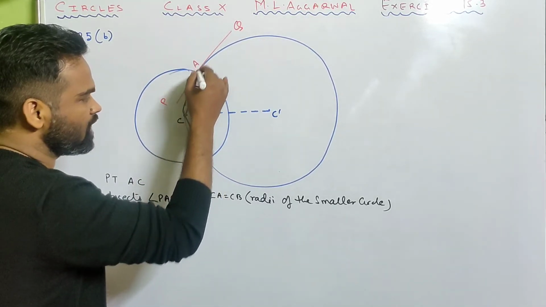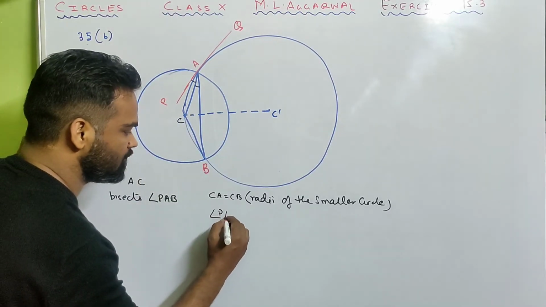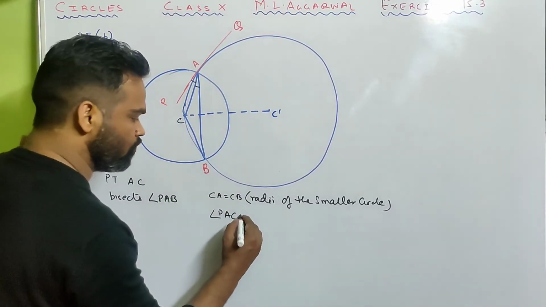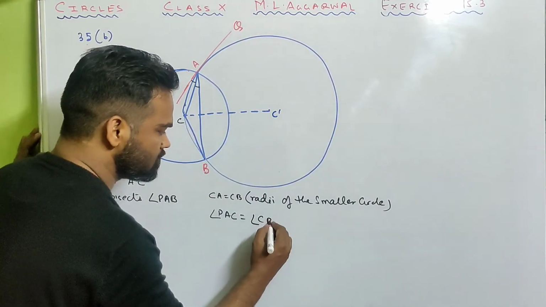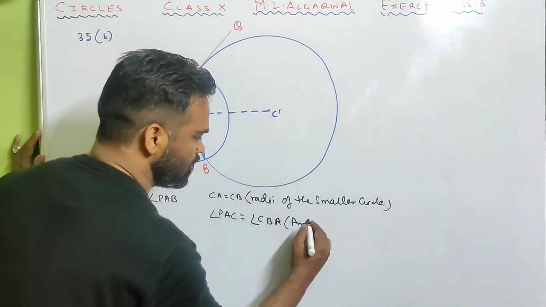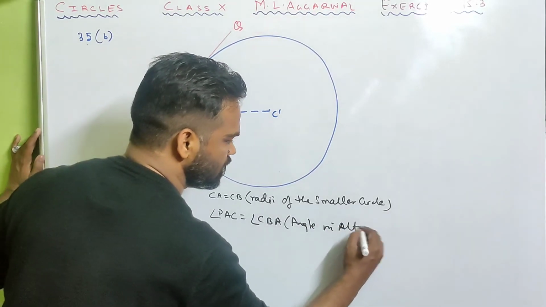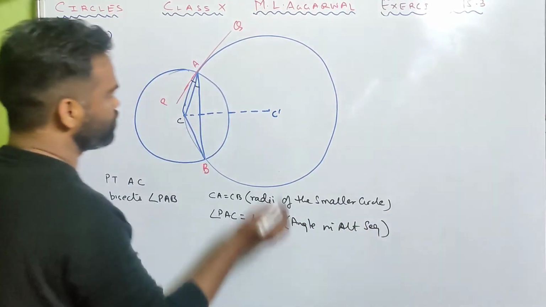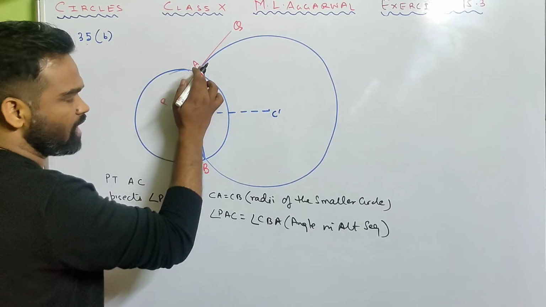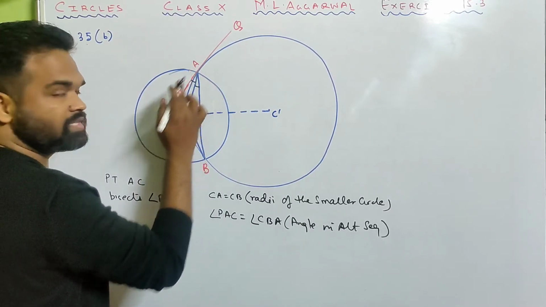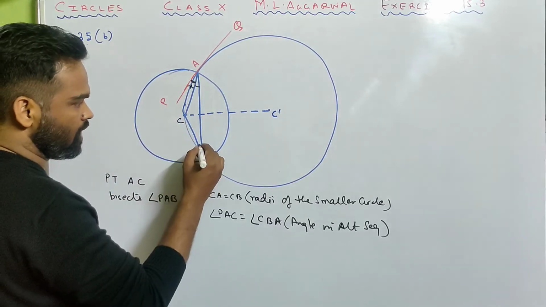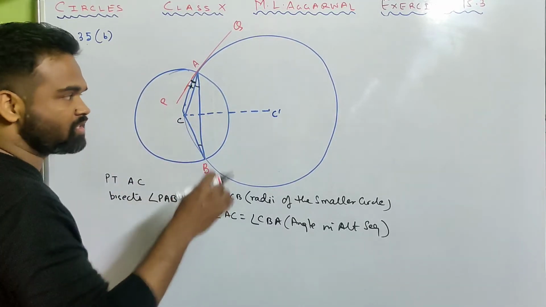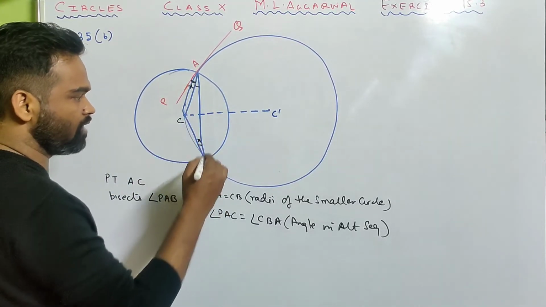So angle PAC will be equal to angle CBA. Angle in alternate segment. Try to understand. CA is the chord, PA is the tangent, so the angle between the tangent, that is X, and the angle formed in the alternate segment by the chord, these two angles will be equal.